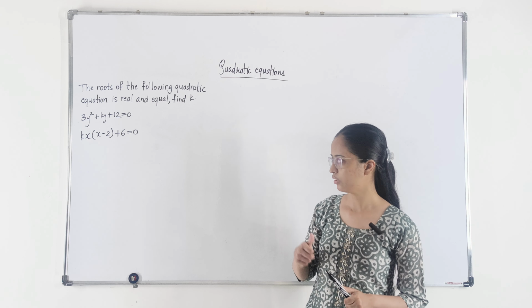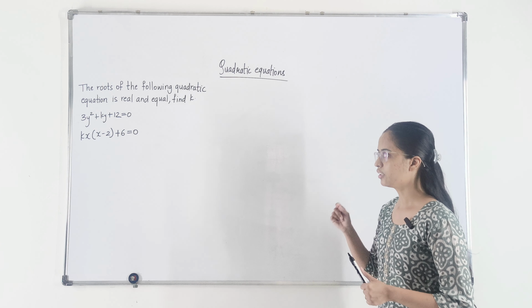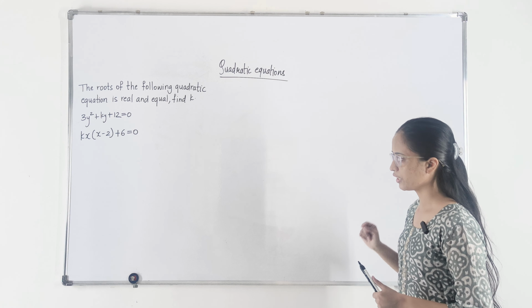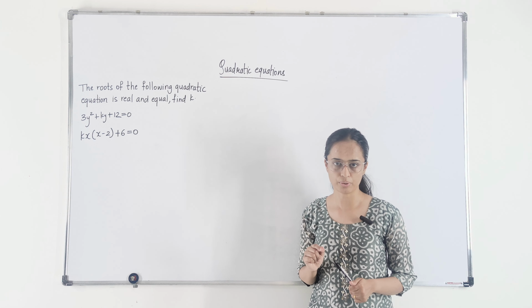Now here the question says that the roots of the following quadratic equations that are given, both the equations, they are real and they are equal. We are supposed to find the value for k.